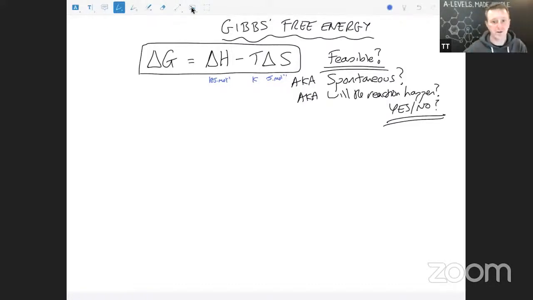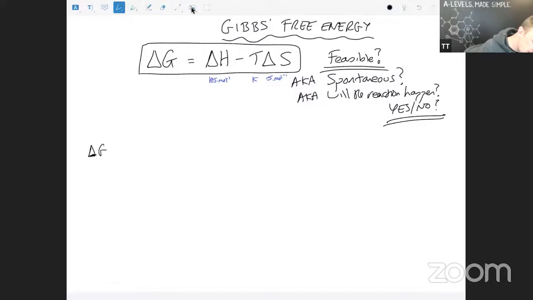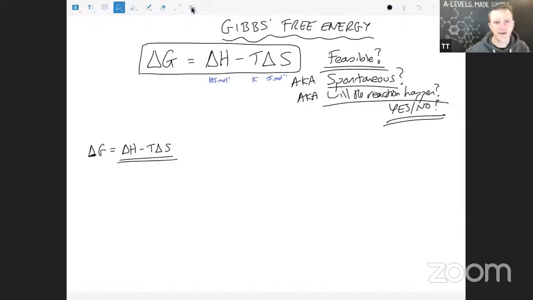So what we need to do is make sure that we understand how this equation works qualitatively. Really, really important. So if we've got delta G equals delta H minus T delta S, for a reaction to be feasible, in other words spontaneous, AKA will the reaction happen, that's what feasible means, then delta G needs to be zero or below. To achieve that, this sum here needs to be either zero or a negative number.